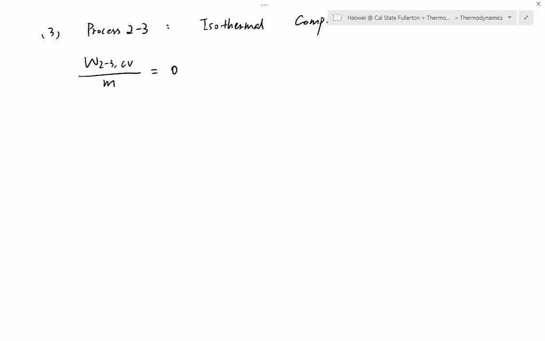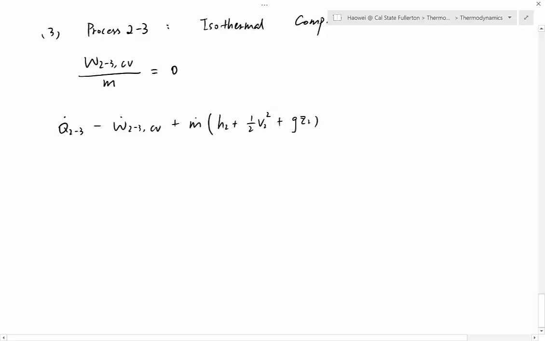What equation comes to your mind? Yes, first law. So let's start from first law. Q dot 223 minus W dot 223 control volume work plus mass flow rate, inlet is number 2, minus exit, exit is number 3, and right hand side still the same, dE over dt.